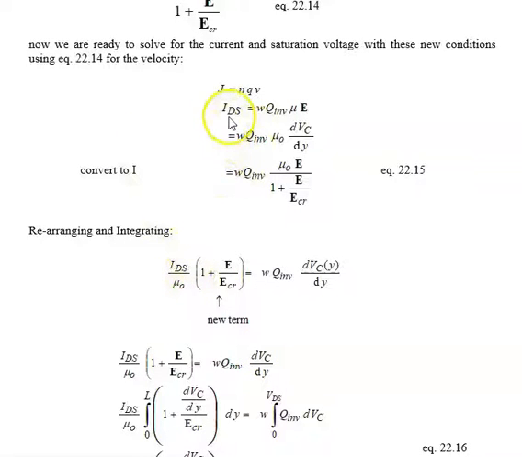So we have IDS over here, and divide by mu 0 and multiply by this guy on the denominator, and we have a new term. Here's our new term, and of course it's just equal to the width multiplied by Q inversion multiplied by E, which is the first derivative of channel voltage. So far so good, no big deal, except we have a new term, and that new term is going to make our life a little bit more interesting.